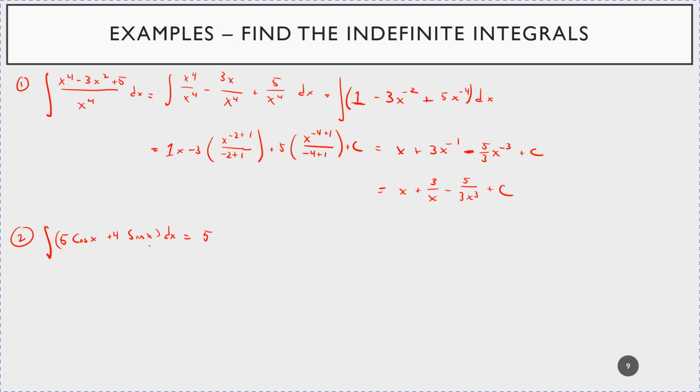So this becomes 5, and then the integral of cosine is sine of x, plus 4, and then the integral of sine is minus cosine of x plus c. So then I'm just going to write this as 5 sine of x minus 4 cosine of x plus c. And look, if you take the derivative of this, you get 5 cosine of x plus 4 sine of x, and that's it. All right, let's do a few more trig ones here.